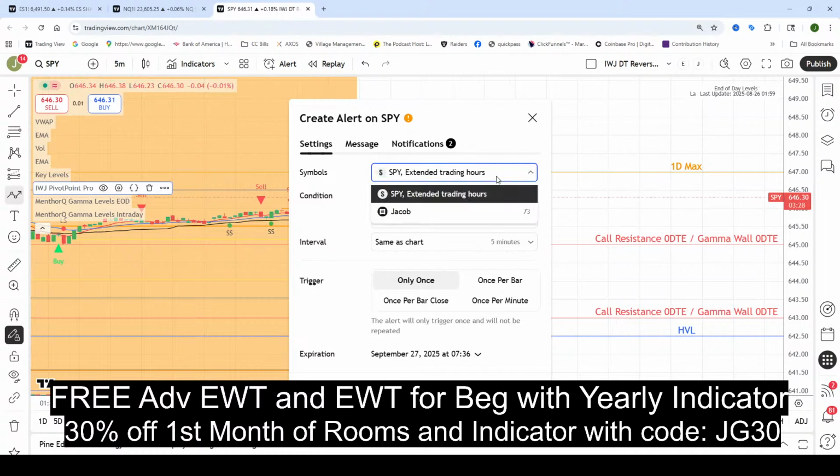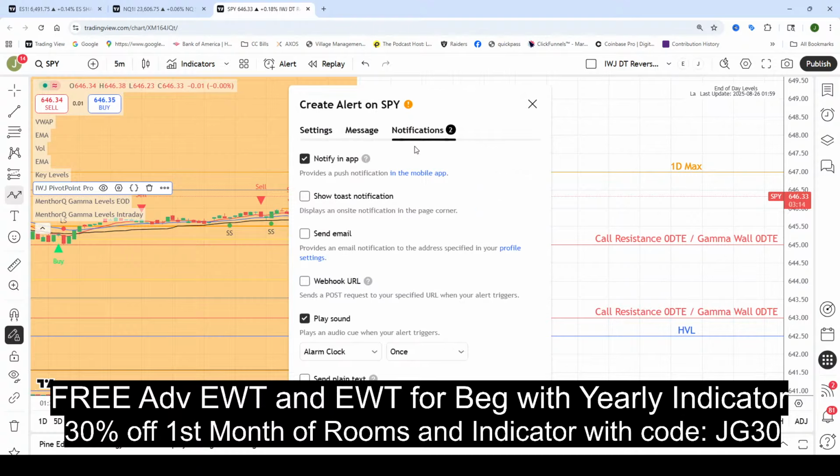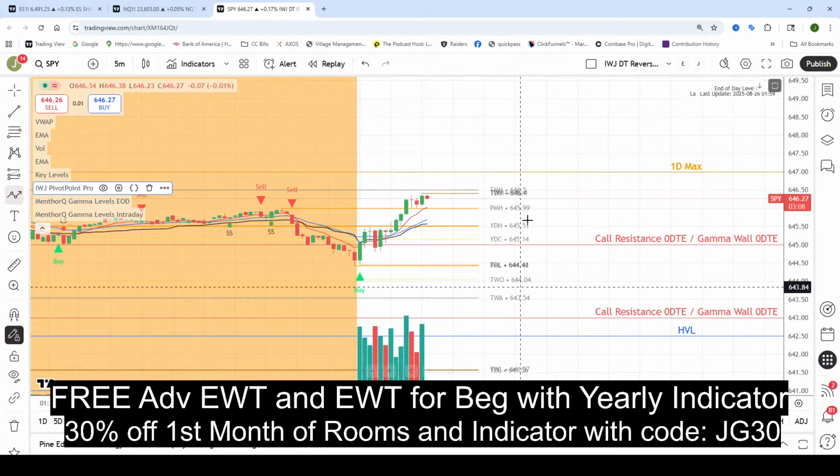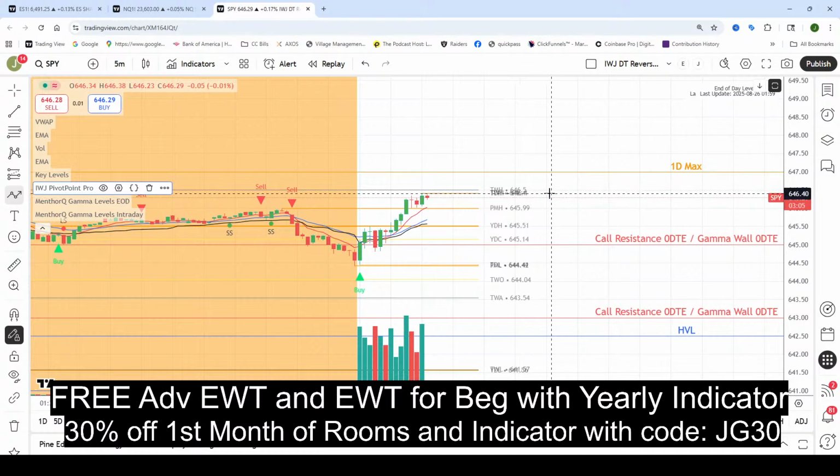Okay, so we want it in, yeah, that's fine. Condition, buy alert, same as chart, only once per bar. The alert will only trigger notification, notify app, show toast, and email with play sound. Yeah, so right here, play sound. Brad Vanetter says yes, he uses it. So there you go. You go in to where I just did it and play sound, and it should give you an audible alert when a buy or sell comes up.